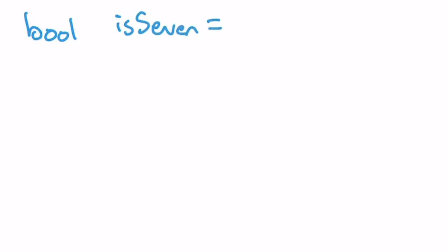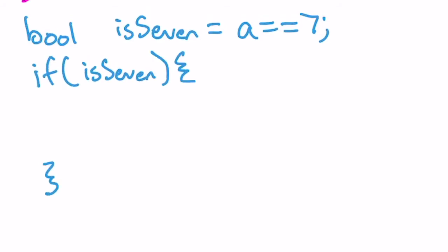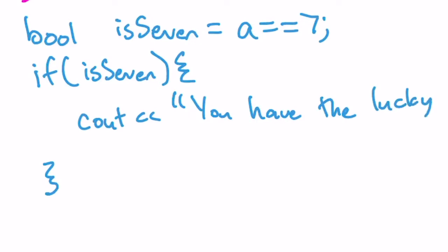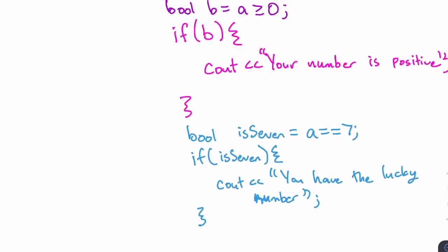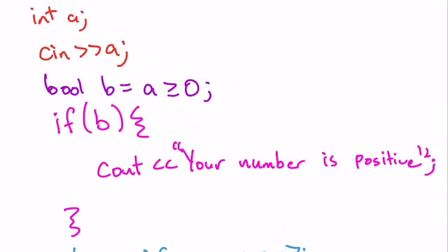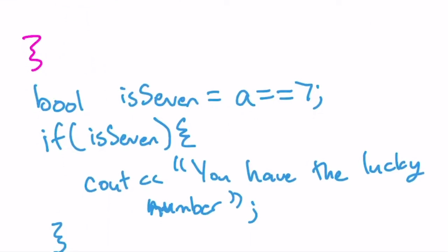Now let's extend our program. Do you remember our bool is7 is equal to a equal equal 7? So we can write if is7, and don't forget your curly brace at the end. Inside this, we can write cout you have the lucky number. So that's all the important stuff on if statements for now. However, if statements are a very complex topic, and we'll go into this more in the future.